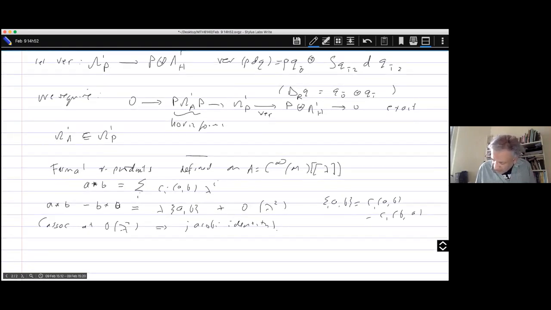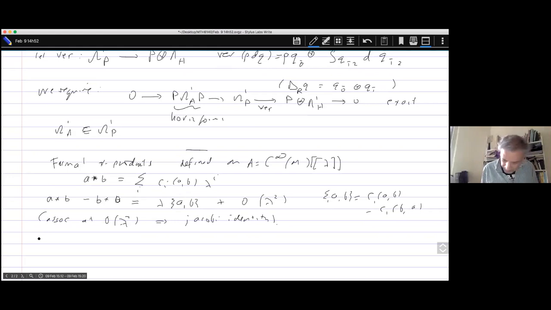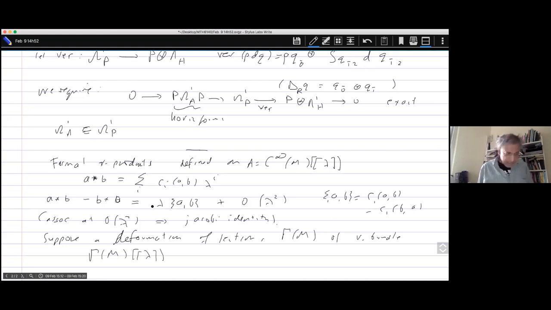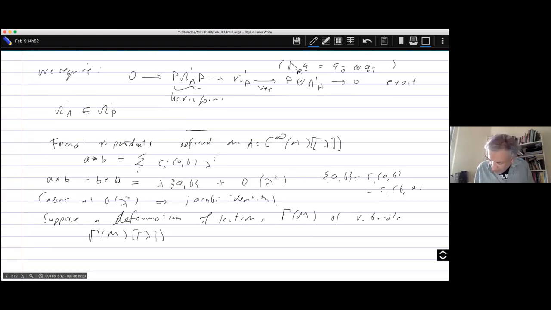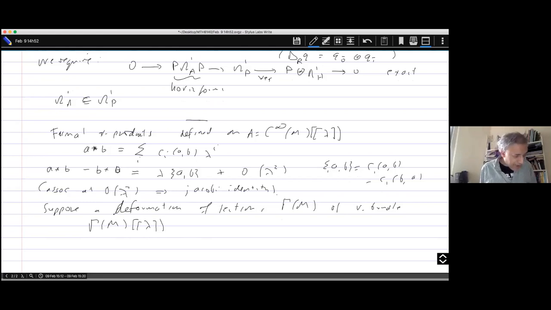Now, we're going to use the same philosophy for differential calculus. So suppose we start with a general vector bundle, a deformation of sections gamma of m of a bundle. So that means we're looking at gamma of m formal power series in lambda. We make a similar kind of product. I'm going to call the product bullet. And we look at a bullet eta minus eta bullet a. This is for eta in the original gamma of m.